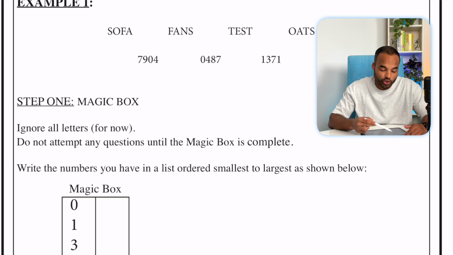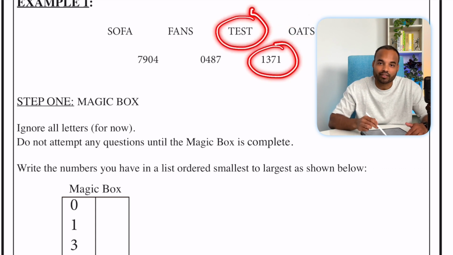What that means is that we should have a number code where the starting number and the end number are the same. Can we spot that in any of the number codes? 7904, no. 0487, no. 1371, yes. Now, are there any other words that have repeating letters? No, oats doesn't. So I know for sure that 1371 must be the number code for test.